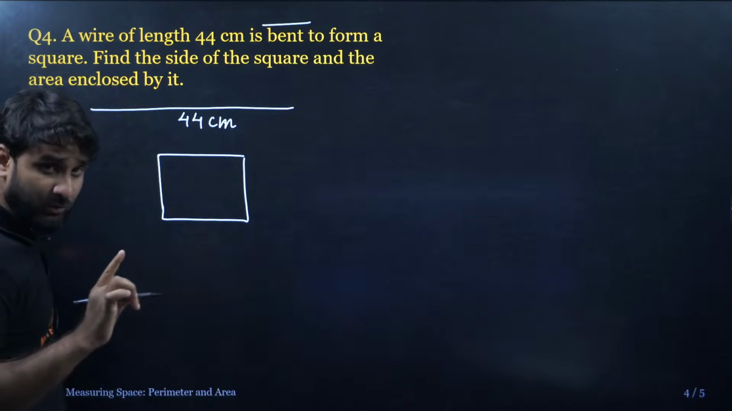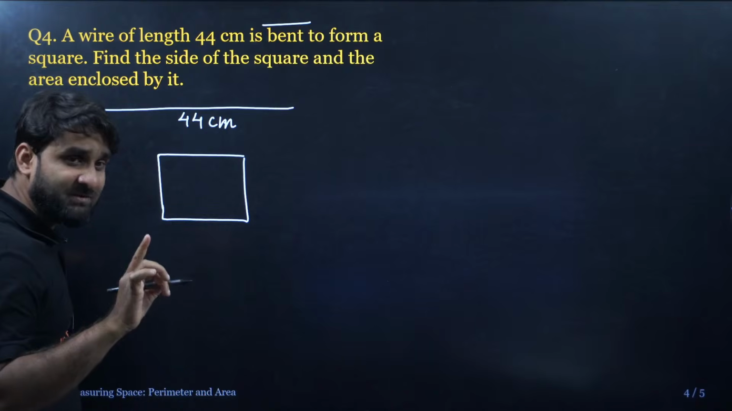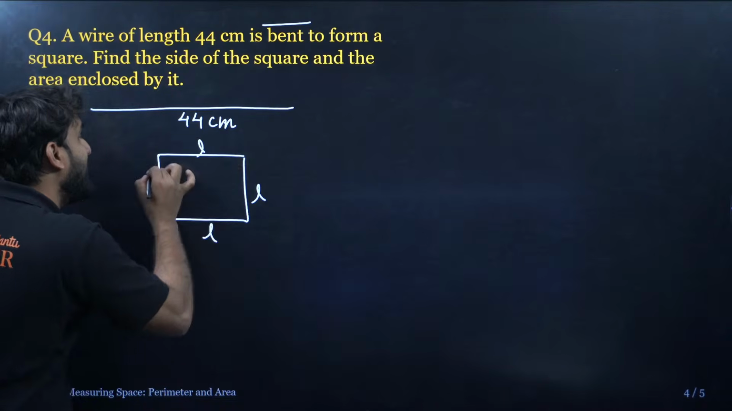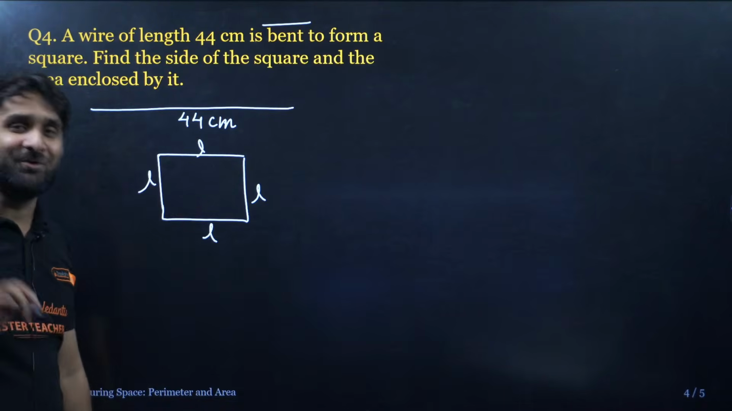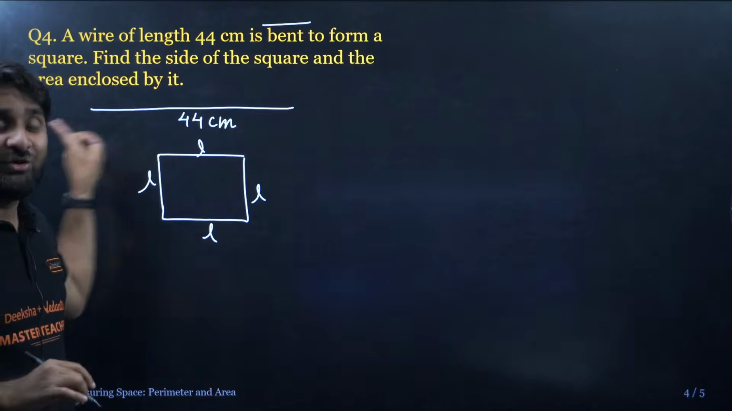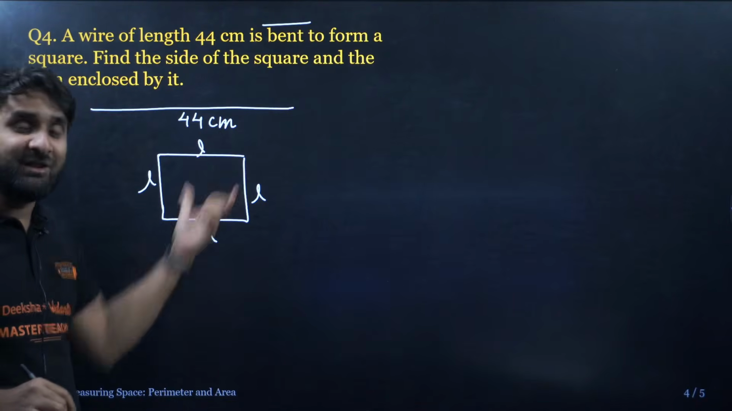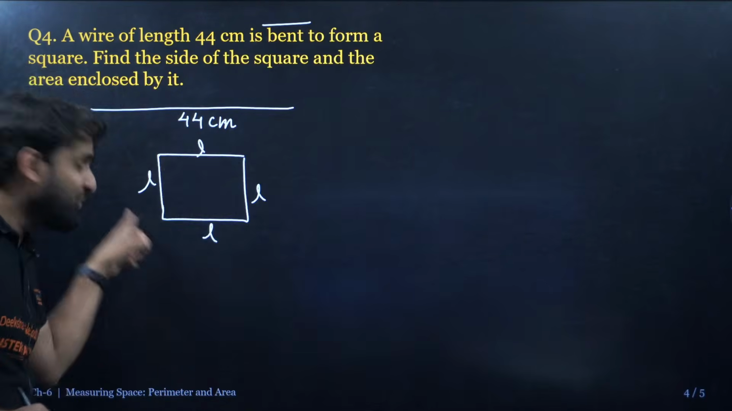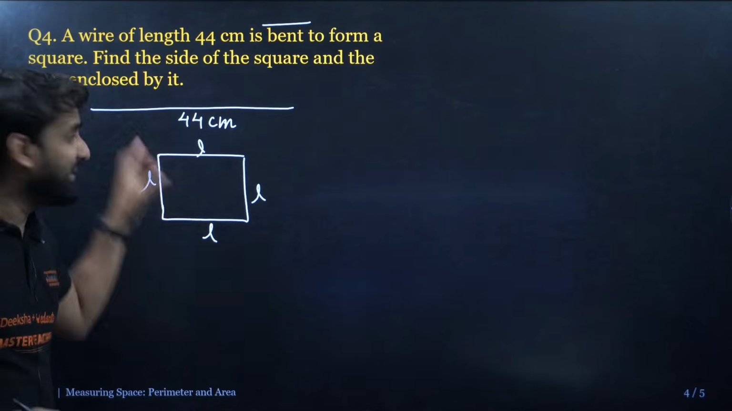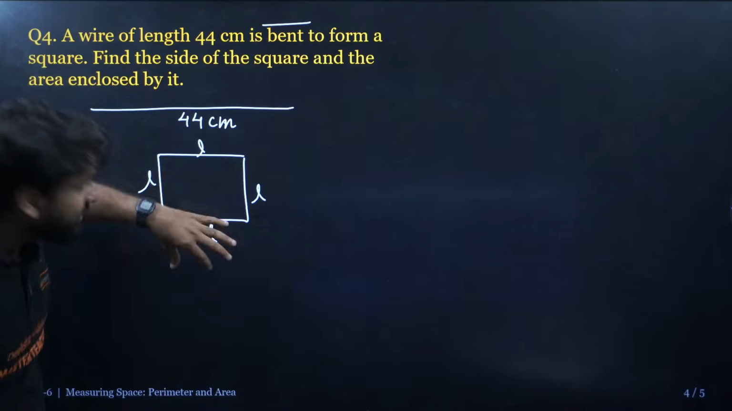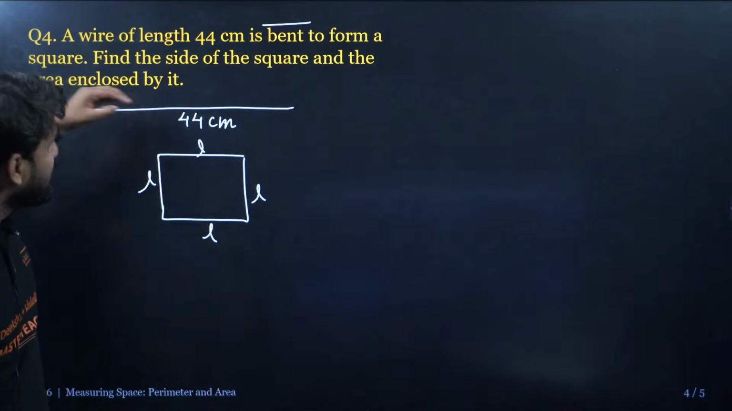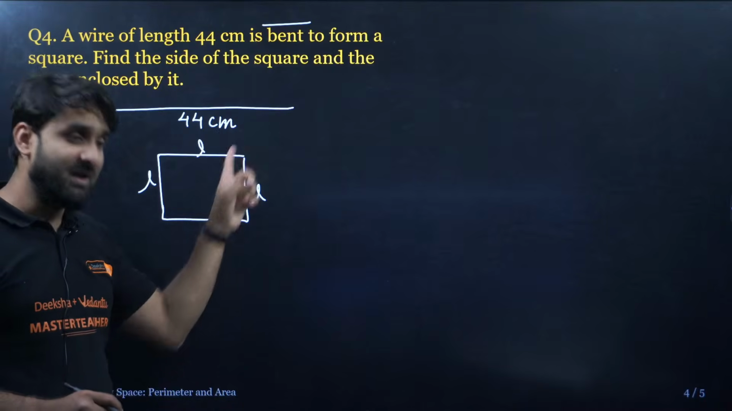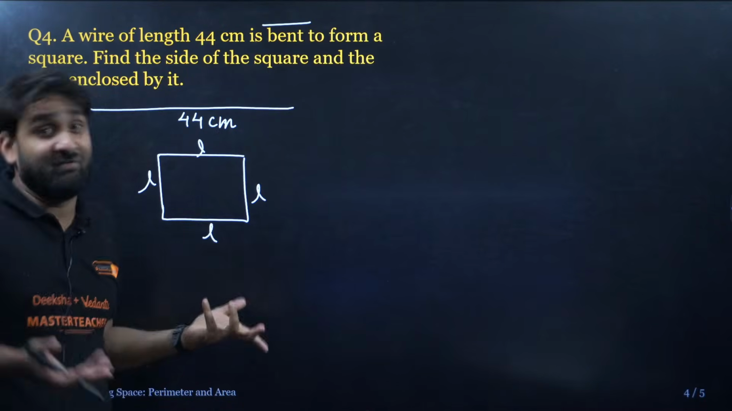And we all know the sides of a square are equal to each other. All the sides are equal to each other, L. And this straight wire has been bent in the form of square. So the total length of the wire will be equal to the total length of the boundary, because the same wire was reshaped in the form of square. So the length of that wire and the length of boundary of this square will be equal to each other.